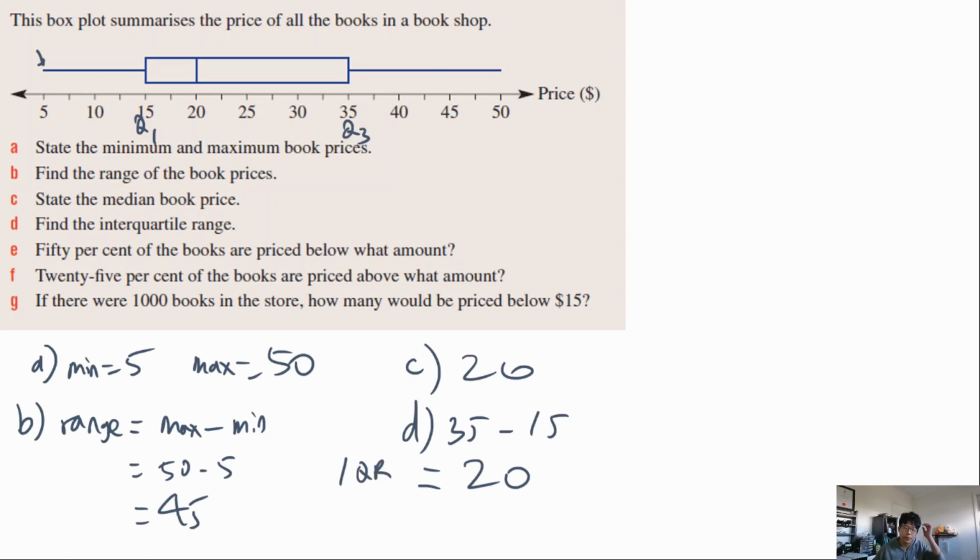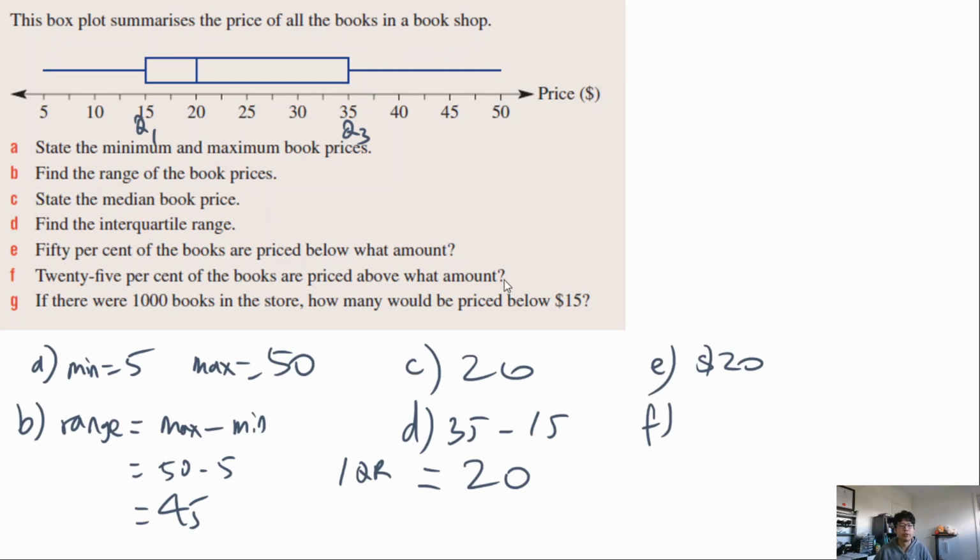Next question, 50% of the books are priced below what amount? In this question, we'll be looking at the median as an indicator. 50% of the data lies below the median, so to the left, and 50% is to the right, or higher than the median. So that means 50% of the books are priced below $20.